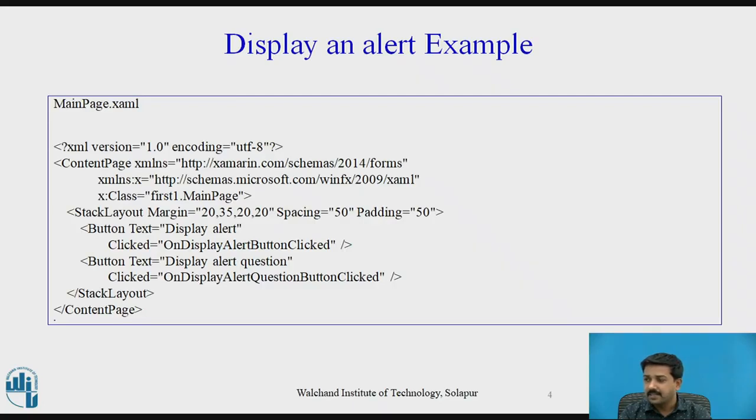In the last session we discussed the first two lines: the XAML version, then the encoding part, and the content page. Content page is one of the pages that represents or delivers the contents. Contents may be text or an image, etc. Then we have a stack layout. Stack layout has a margin property. We can specify the margin from left, top, right and bottom. The first value belongs to left, then top, right and bottom.